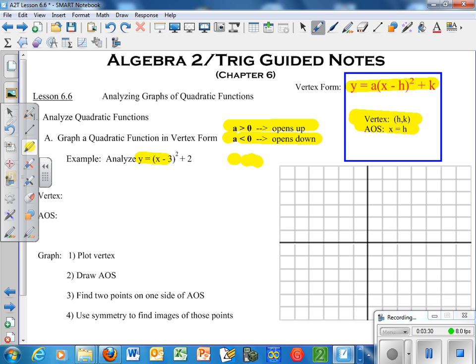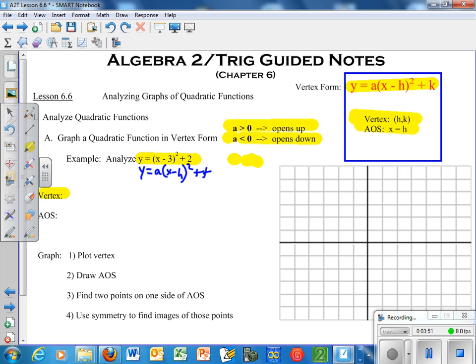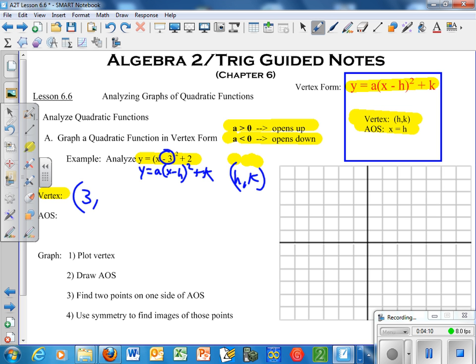So this right here is in vertex form, and they're saying analyze and graph. I've got some steps listed down here, and we need to fill in some things. The first thing we're going to fill in is the vertex. If you think about this, y equals a times x minus h squared plus k. The vertex is at (h, k). That means I take the opposite of the sign. If you see there's a minus 3 right here, that means the vertex is at 3. So the x value of the vertex would be at 3.